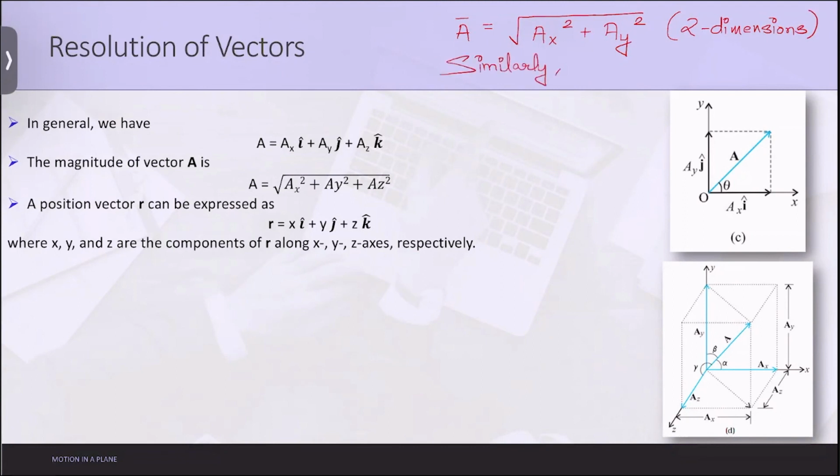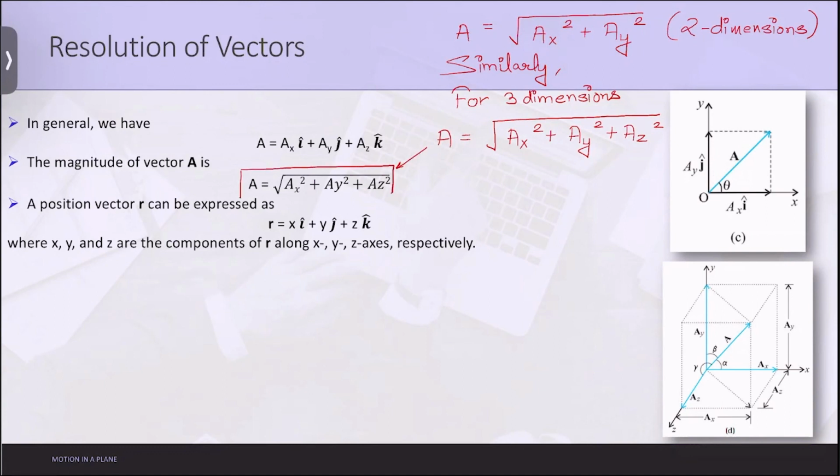Similarly, for 3 dimensions, this vector A. As we talked about magnitude, we won't add a bar sign here. This will be nothing but equal to, again a square root, but this time the square root will involve 3 different quantities: ax square plus ay square plus az square. That is the only difference between the magnitude in 2 dimensions and in 3 dimensions. So A is equal to under root of ax square plus ay square plus az square. These are in subscripts.